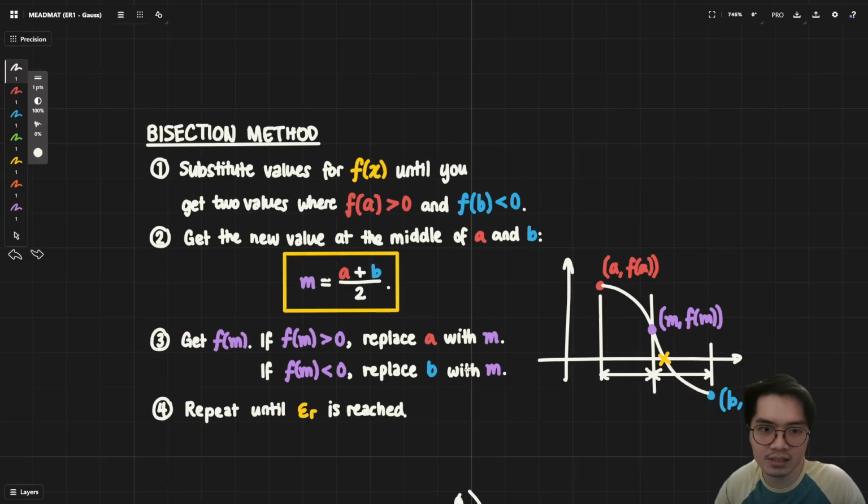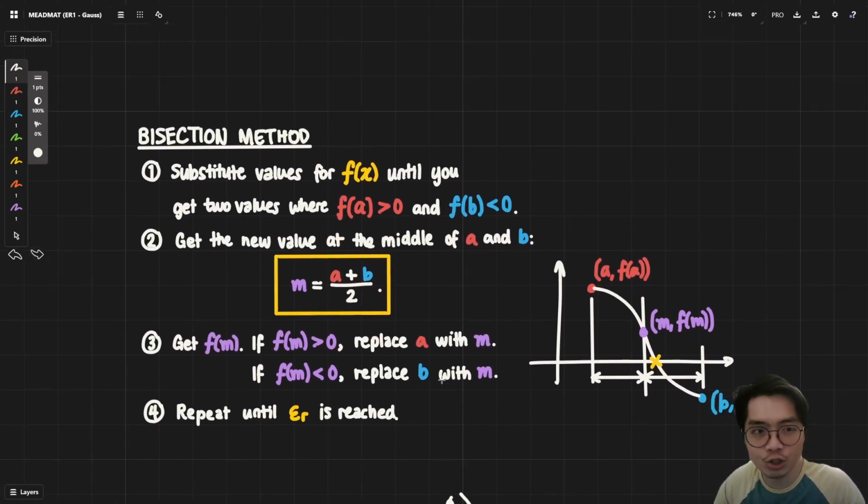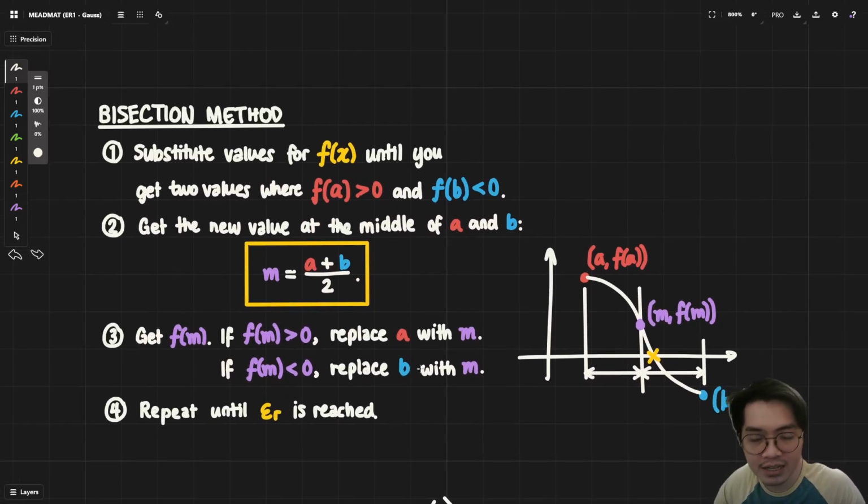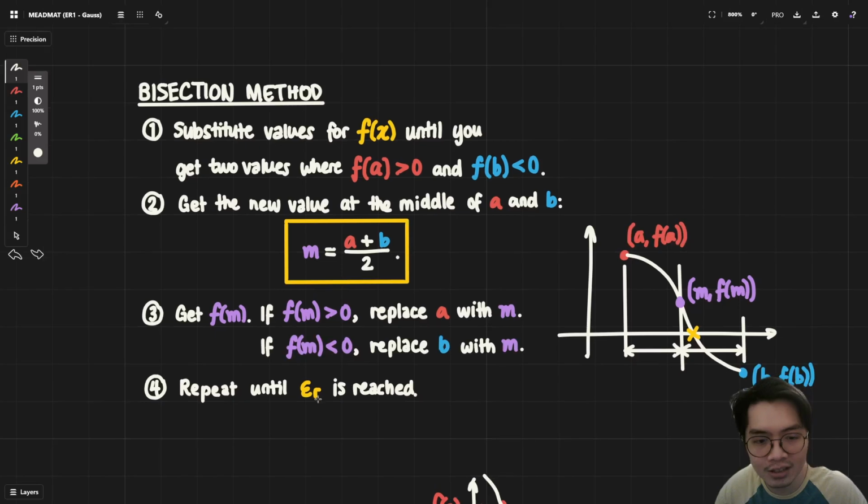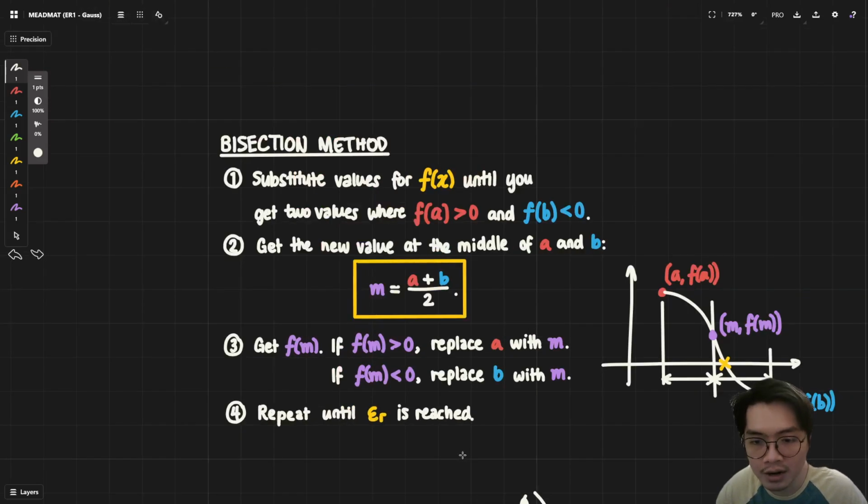And the thing about this is that if you're going to search for the bisection method on the internet, the instructions will be a little bit different, because those instructions are better for algorithms, right? Of course, I'll teach you the algorithm later, but for now this is what we'll do, and we repeat until epsilon r is reached.